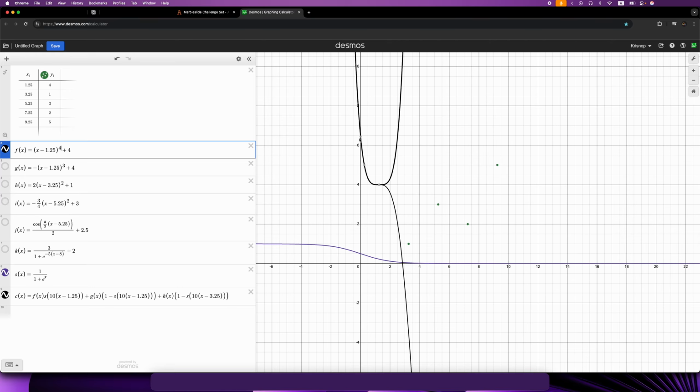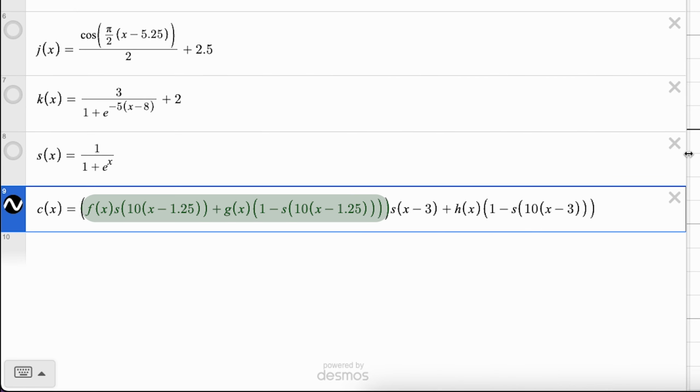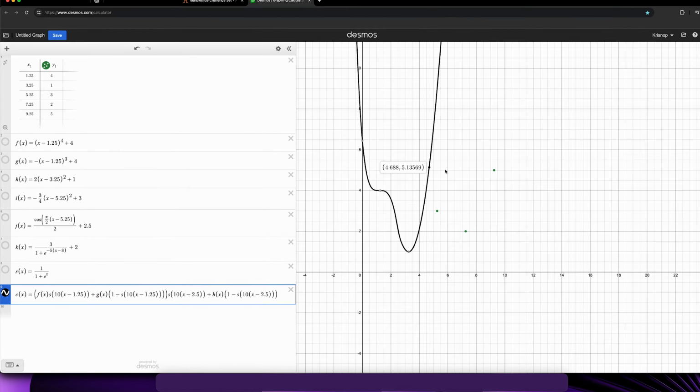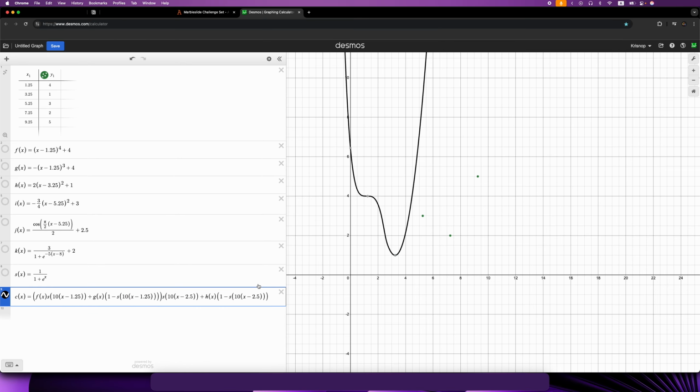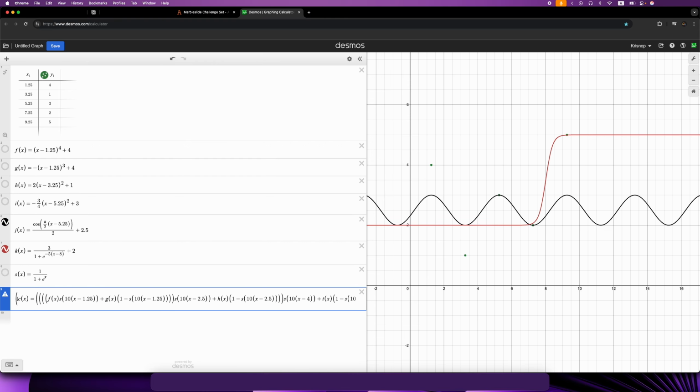fourth plus 4. Then I multiplied the expression by another switching function at 2.5 and added h of x multiplied by 1 minus s of x. This successfully connected three functions. I repeated the same procedure for all functions until they were completely joined.